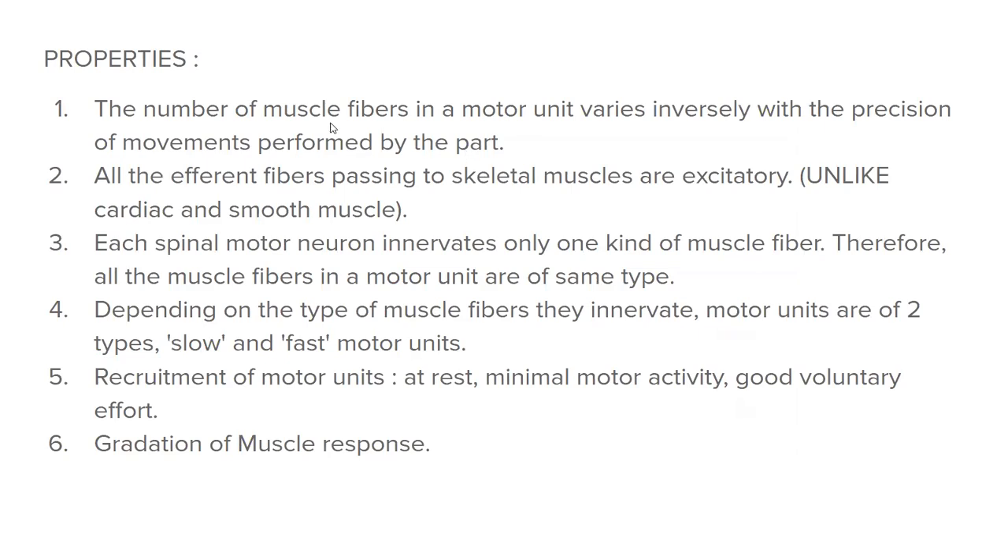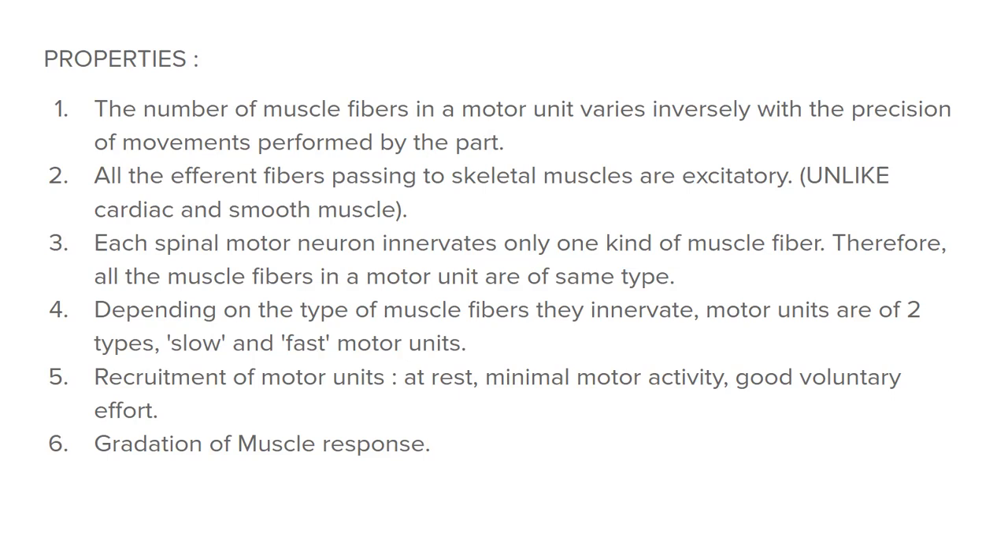So the properties: the number of muscle fibers in a motor unit varies inversely with the precision of movements by the part. So assume you're writing. The number of motor units is one nerve supplying a number of muscle fibers. It should be less when you're writing because you need more precision. So multiple motor units need to be in place or active when you're writing.